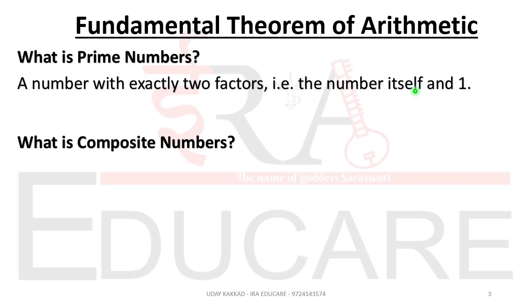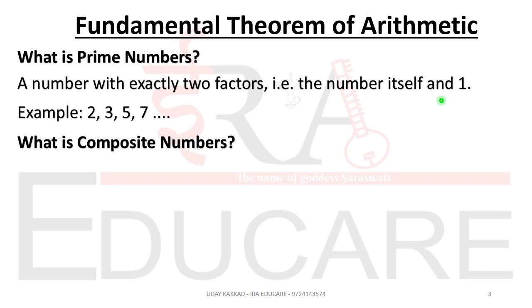For example, 2. 2 cannot be divided further. You can say 2 ones are 2. So the factors of 2 are 2 itself and 1, because 2 ones are 2. So 2 is a prime number. Likewise 3, 5, 7, 11, 13, 17, 19. These are all prime numbers which cannot be divided further, and they have only two factors, the number itself and 1.